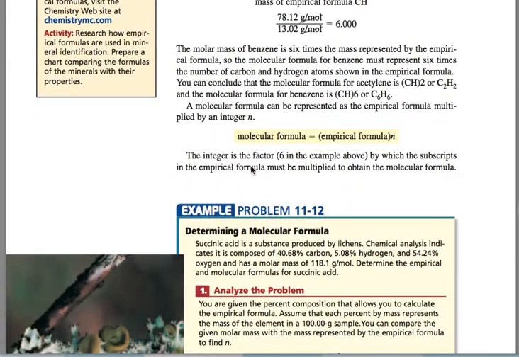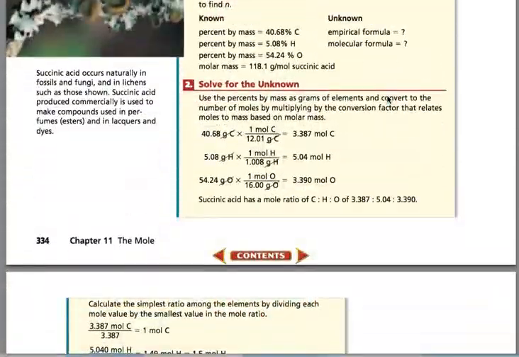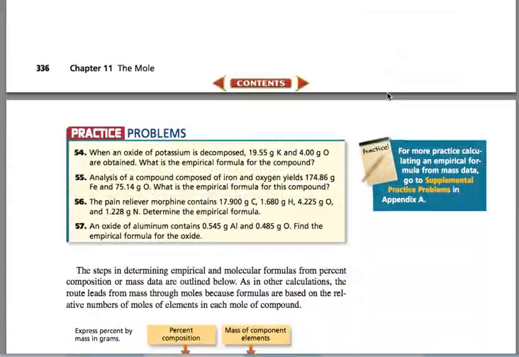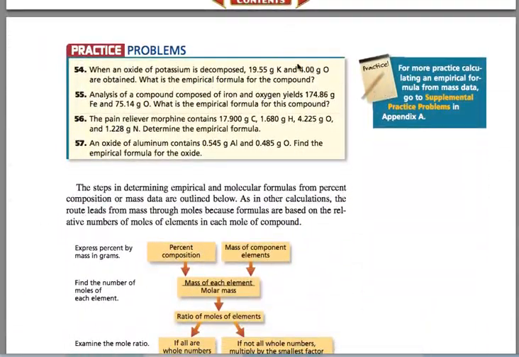The integer is the factor, the 6 in the above example, by which the subscripts in the empirical formula must be multiplied to obtain the molecular formula. Okay, this is also a molecular formula here. Okay, and some samples for you to look at and more examples there. And some practice problems. Try them.